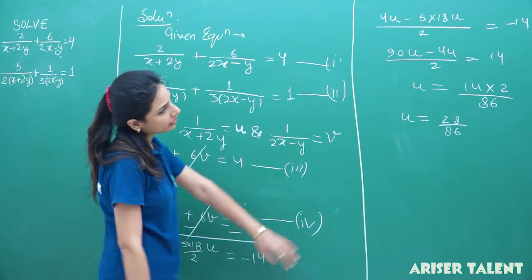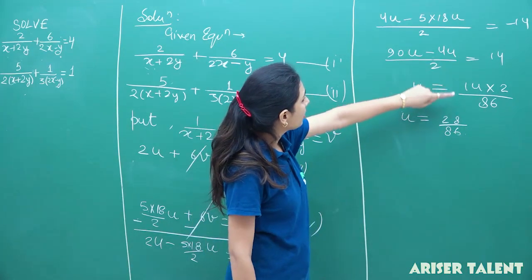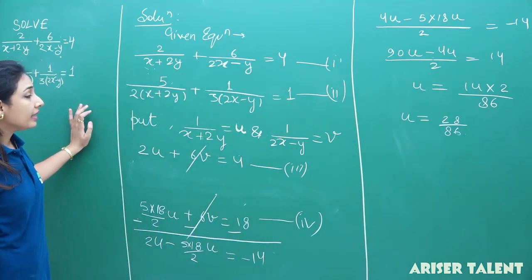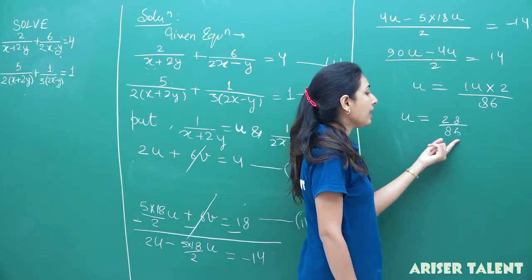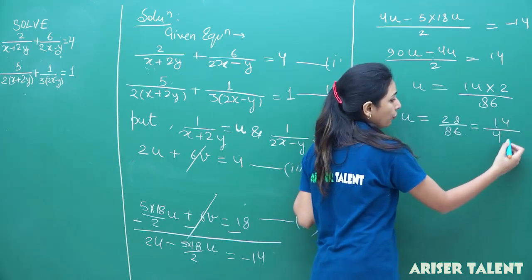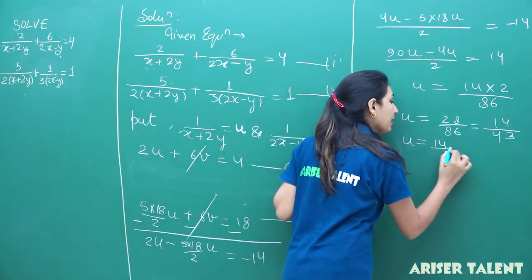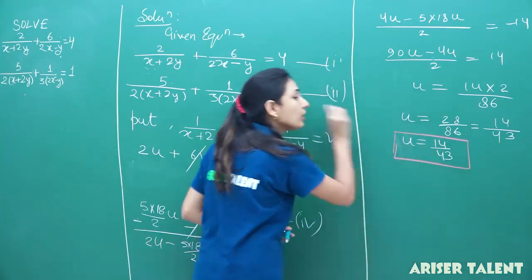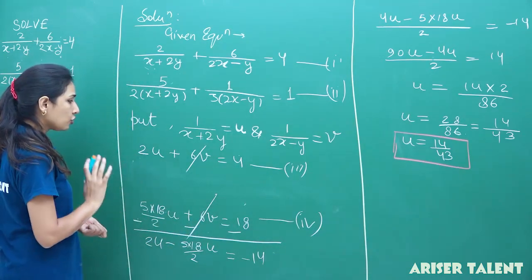Have I done correct? That will be 28, right, and minus will cut. Okay, in that manner we have u equals 28 by 86, or can I write it as 14 by 43. So, u equals 14 by 43, right.